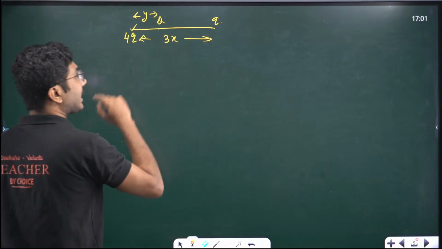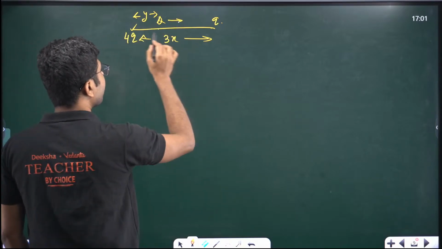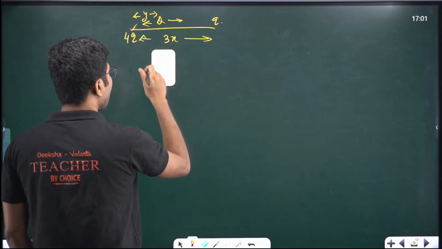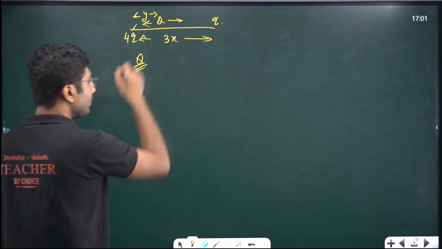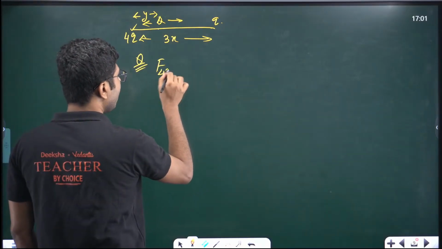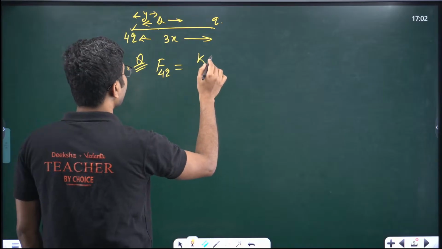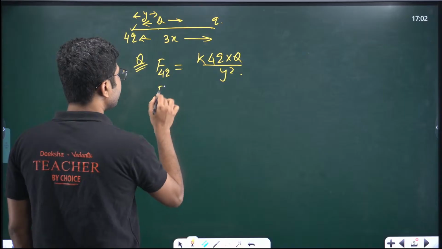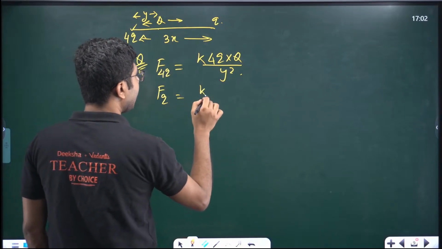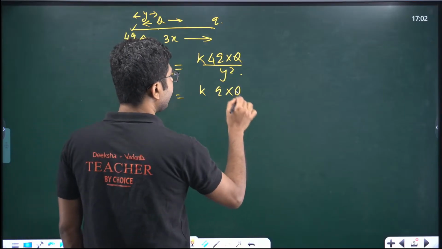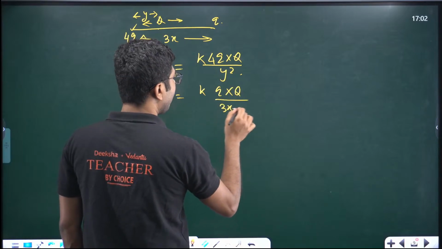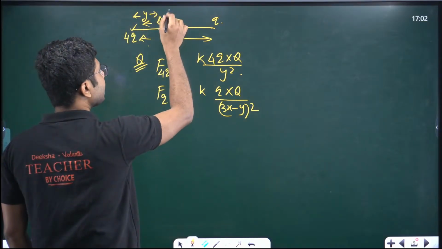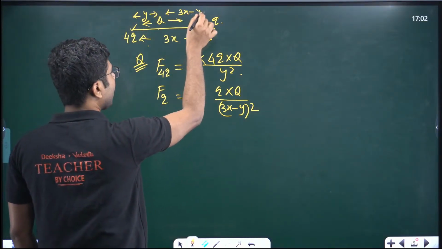So what are all the forces acting on this? There will be one force due to 4q, one force due to small q. We are considering the equilibrium of capital Q. So force due to 4q is given by K 4q into q by y square, and force due to small q is K small q into capital Q divided by 3x minus y whole square. So total distance was 3x, this was y, that means this much distance must be 3x minus y.